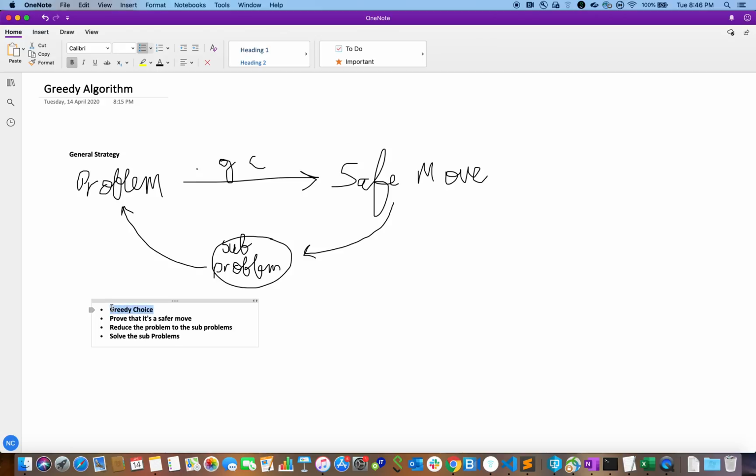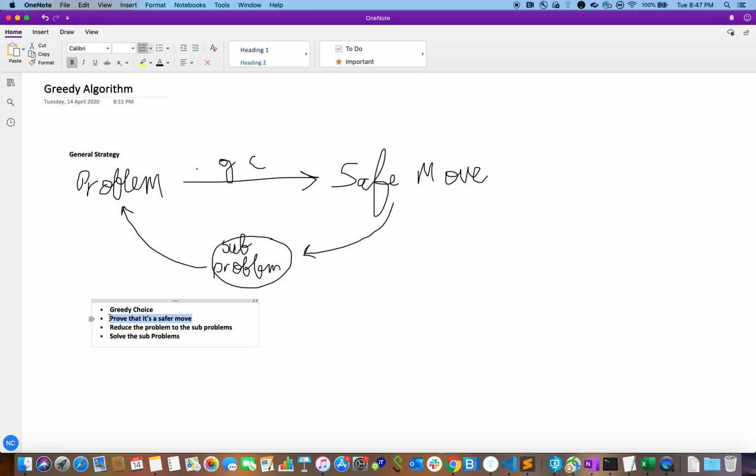So what is a greedy choice? Greedy choice means that suppose you are given a superset and you need to find a particular subset with some particular conditions. In order to find that particular subset, we can have a set of all the subsets that we can make from that superset. So that can be a greedy choice, and we need to prove that a greedy choice is a safer move. The move which we are going to make is a safer move. So how can we prove that?